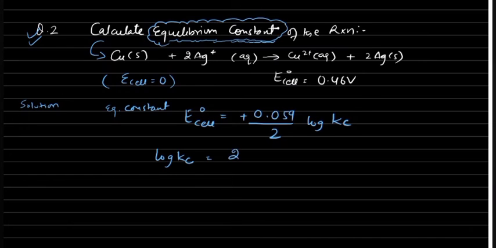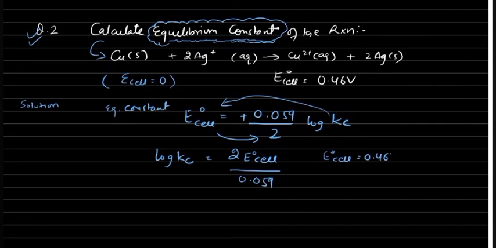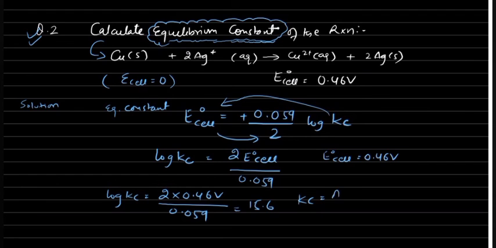So log KC becomes 2 E naught cell upon 0.059. When we put the value of E naught cell equal to 0.46 volt, log KC is equal to 2 into 0.46 volt upon 0.059. When we calculate, it will become 15.6. So KC is equal to antilog 15.6.